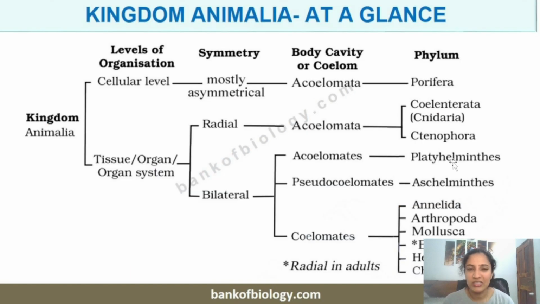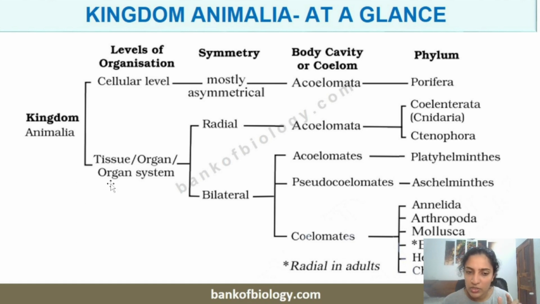So this is the animal kingdom at a glance, covering the bases of classification I mentioned. Animal kingdom based on the levels of organization: mainly the cellular level, which you find only in Porifera, and their coelom condition is acoelomate. As for symmetry, most of them do not show any proper symmetry, meaning we cannot divide their body into equal parts.